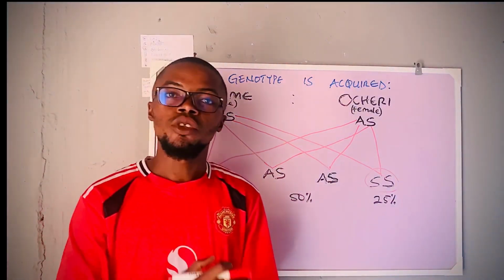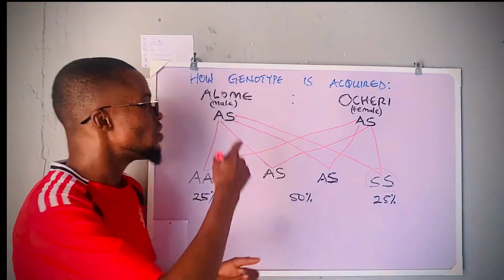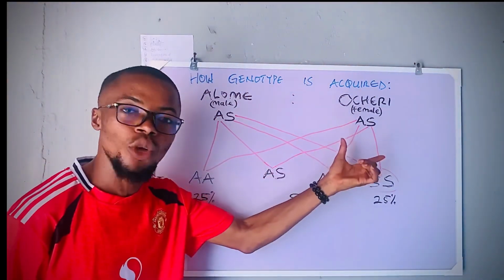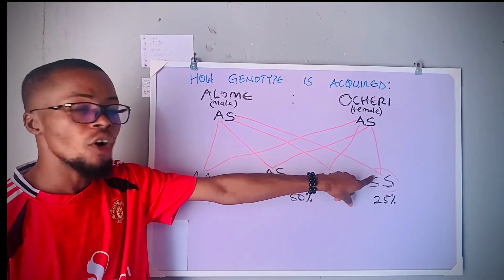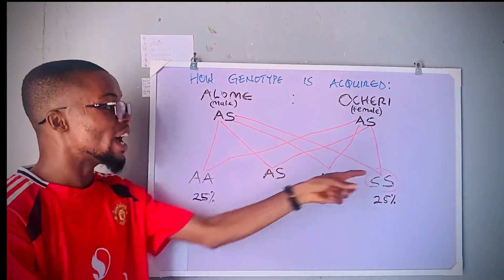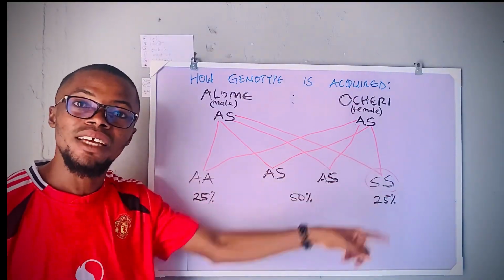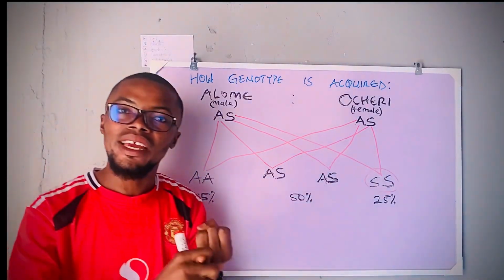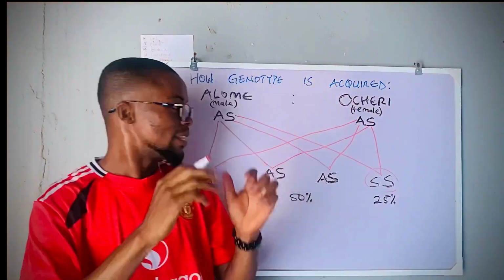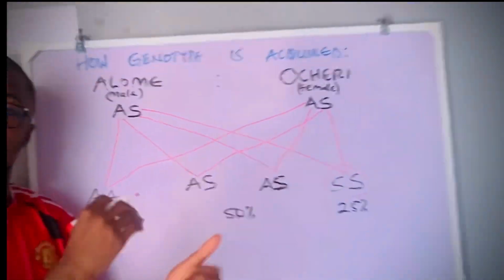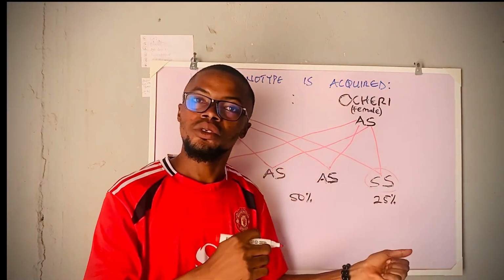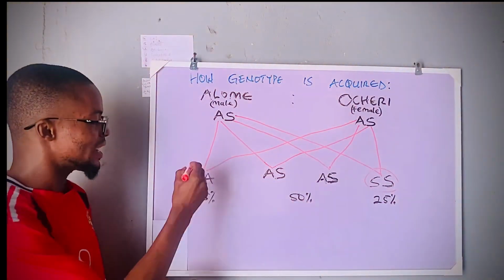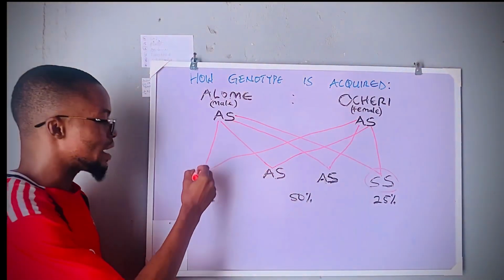Probability is a chance. So it is possible that if Alome and Ocheri get married to each other, their first child can come out as SS. Their second child can also come out as SS. This is how this thing works. It is science, it is genetics, and it is nature. Devil is not involved here. This is the matter of science and genetics and nature. This is how it works. And it is also possible that when they get married, they can have AA.